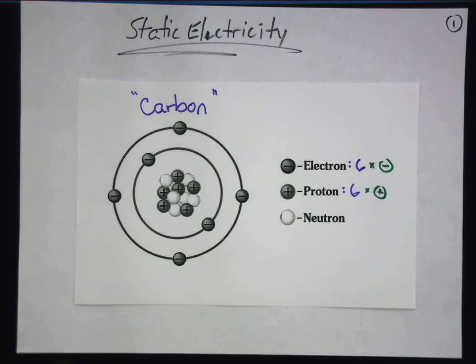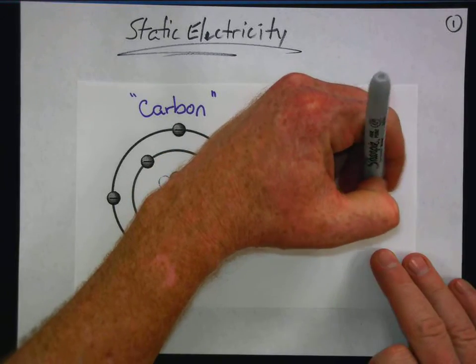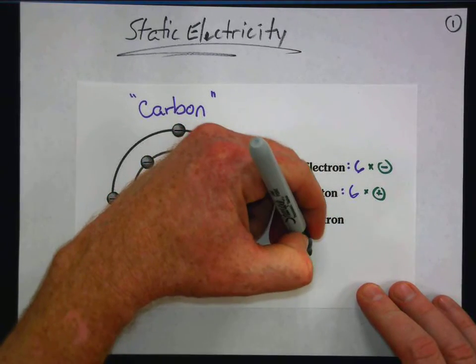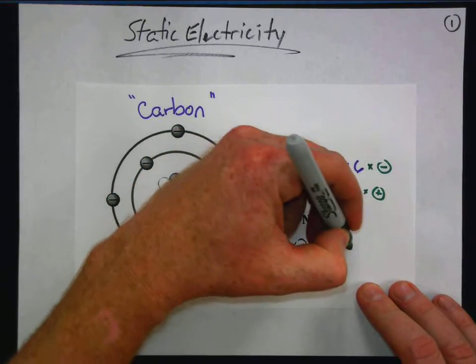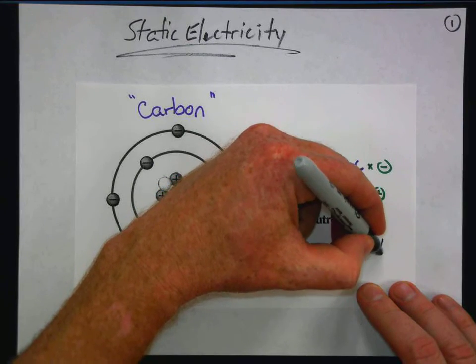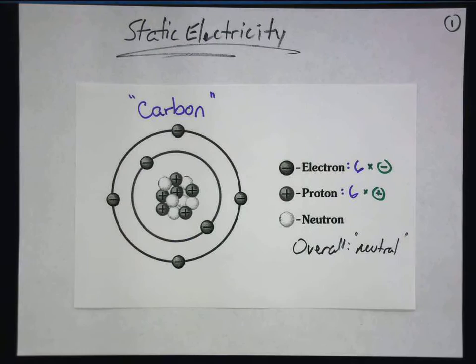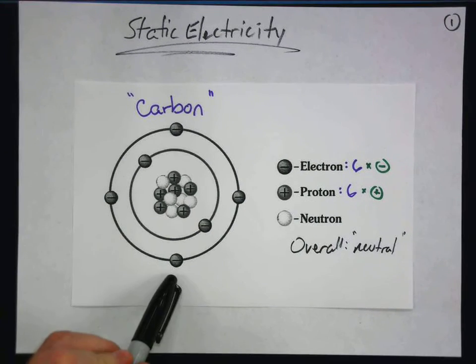And looking at the total, neutrons are neutral, they have no charge to them. Looking at the total, it sure looks like things cancel out. So overall, neutral, or charges are balanced out. So for every positive, there's a negative.